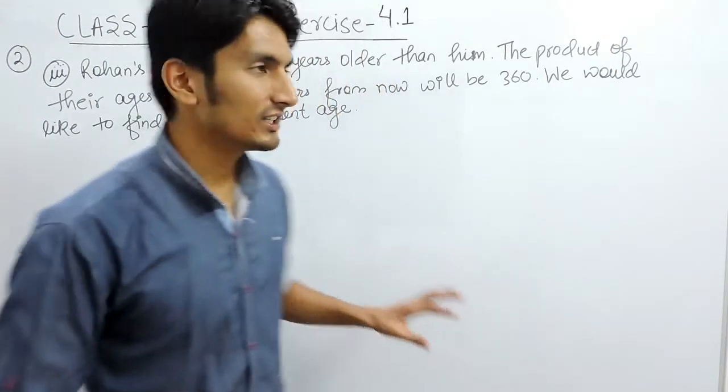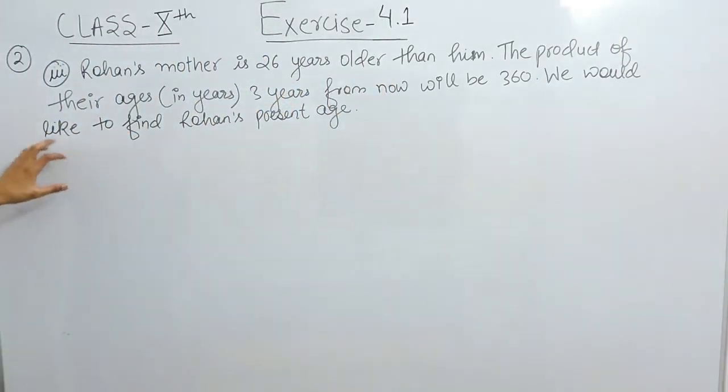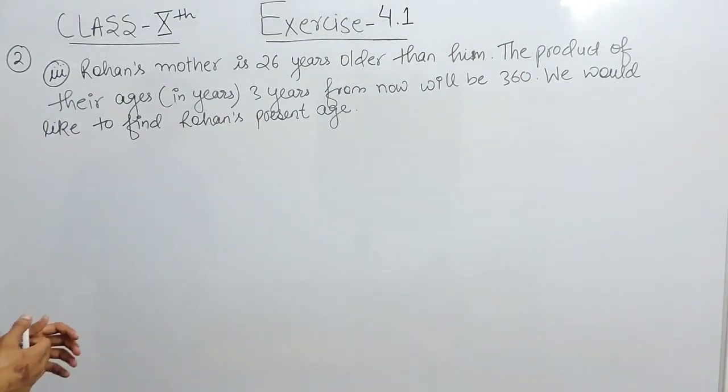Hello everyone, in this video we are going to form quadratic equations, third part. The question says: Rohan's mother is 26 years older than him. The product of their ages in years 3 years from now will be 360. We would like to find Rohan's present age.